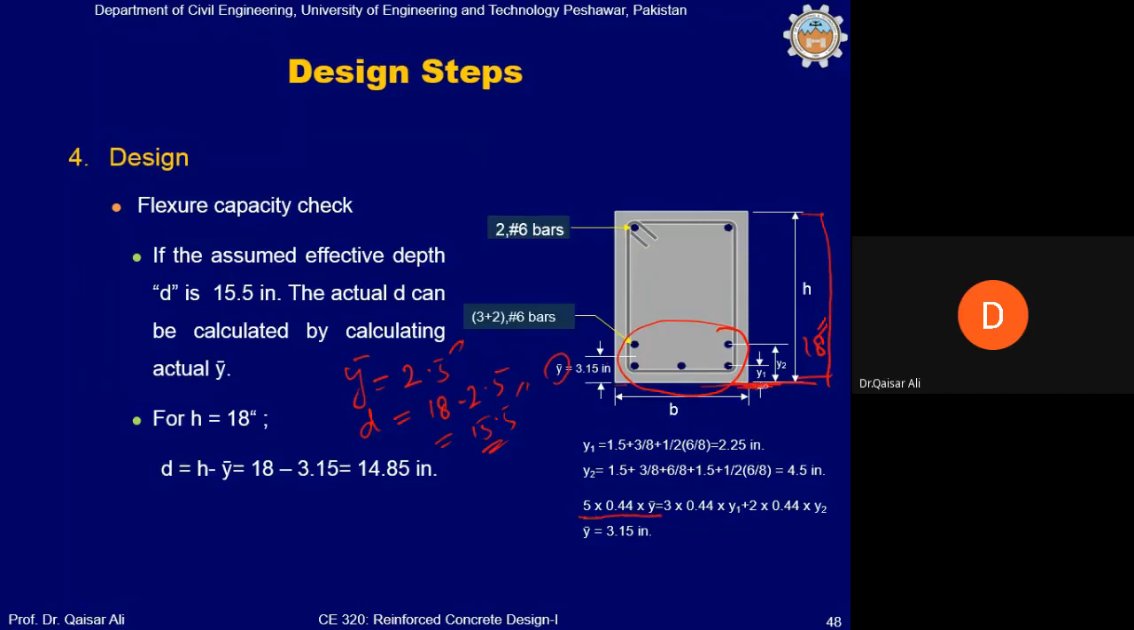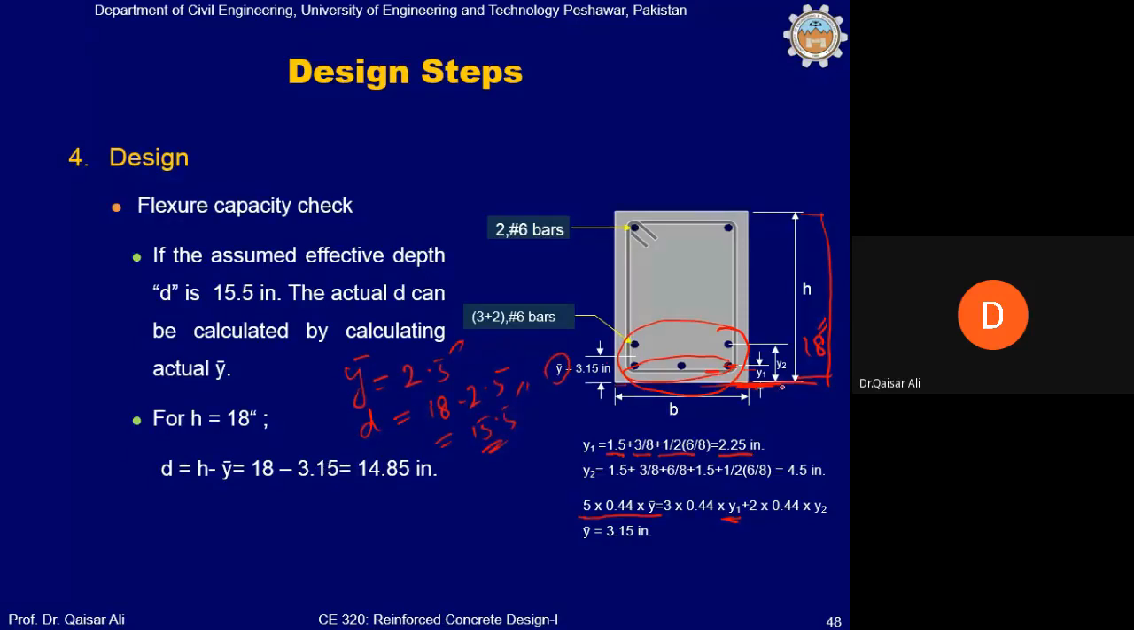The moment is taken about the bottom of the beam. And then for these 3 bars, 3 into 0.44 into y1. Y1 is the distance from the centroid of these bars to the bottom, which is known to us because the cover is 1.5 inch, and then you have one stirrup, which is usually 3/8 inch. So y1 is 1.5 inch plus 3/8 plus half of 6/8, because the centroid will be at half. So this is 2.25 inch.